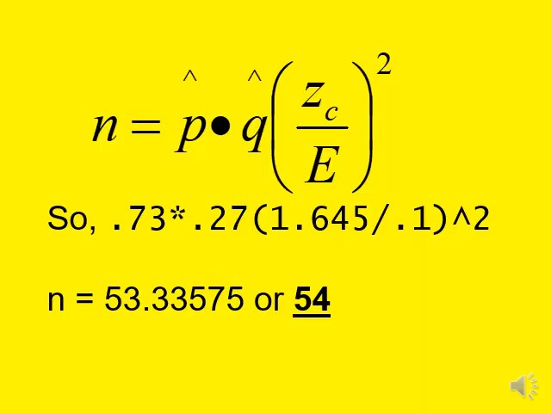When we plug into the formula, again, it's p-hat times q-hat, zc over e, squared. And so our p-hat was 0.73, our q-hat was 0.27. We looked up in the table and found out that zc was 1.645. The margin of error, again, the dead giveaway for that is "within," was 10%, so 0.1. Put all of that in. You want to make sure you do have parentheses around that last part because that whole parentheses is squared. And I get about 53.3, which again, I always round up to 54.